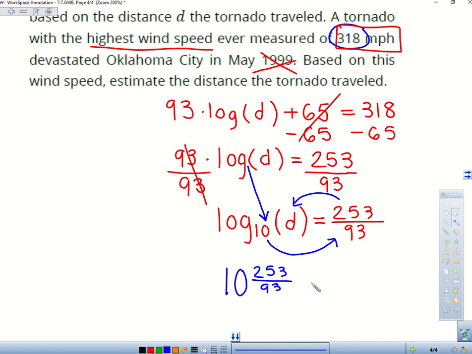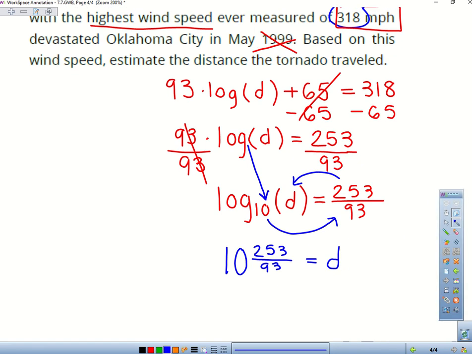I like how you just said 10 to the power of this. Yeah, I don't want to say that again. You know, it is what it is.